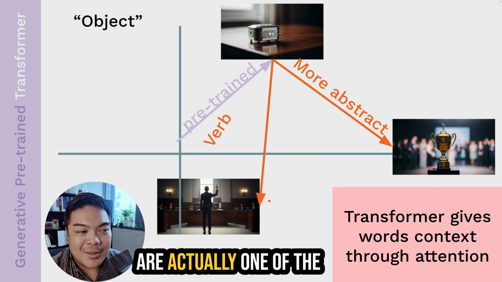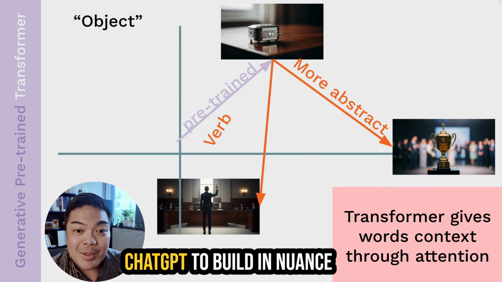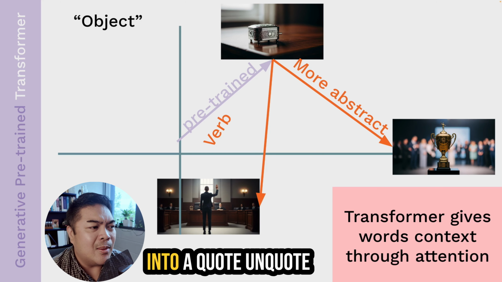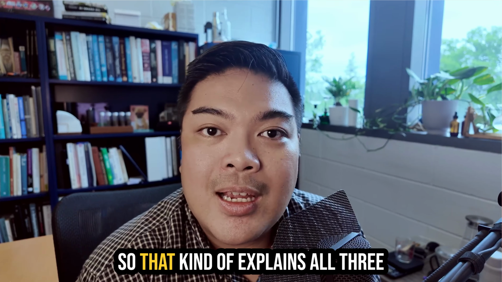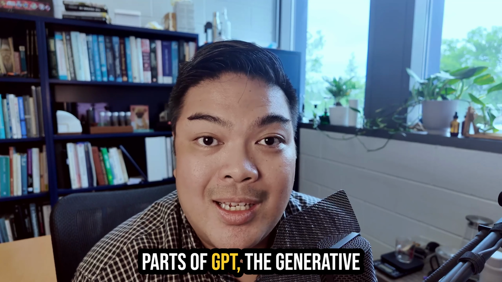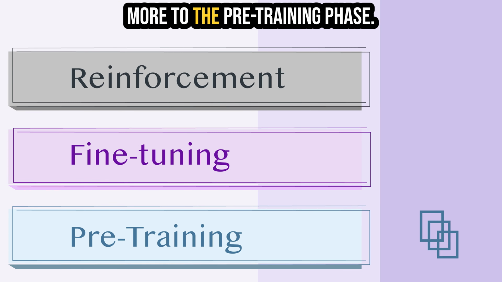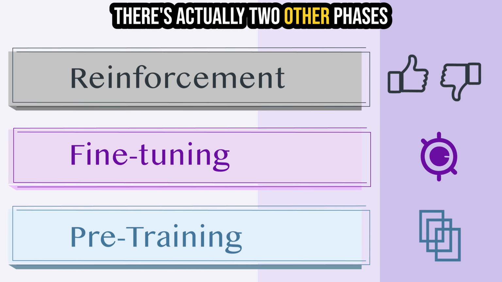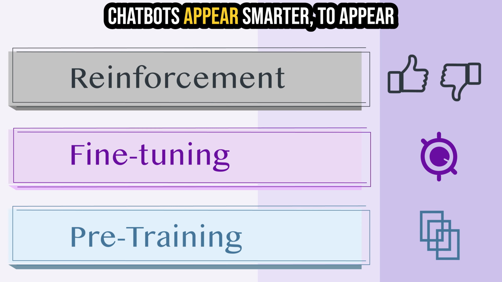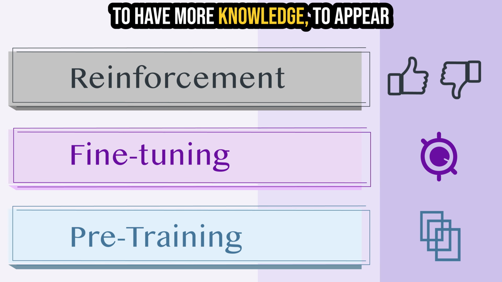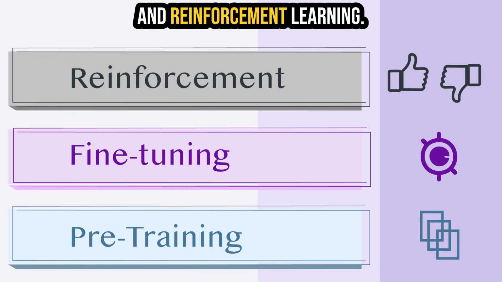So the transformers are actually one of the key pieces of technology that allow chatbots and ChatGPT to build in nuance into a quote-unquote understanding of what you're talking about or how you're using the words. So that kind of explains all three parts of GPT, the Generative Pre-trained Transformer. But all of this really relates more to the pre-training phase. There's actually two other phases that we've built on top of modern chatbots to actually make the chatbots appear smarter, to appear to have more knowledge, to appear to be better in conversation. And those two things are fine-tuning and reinforcement learning.